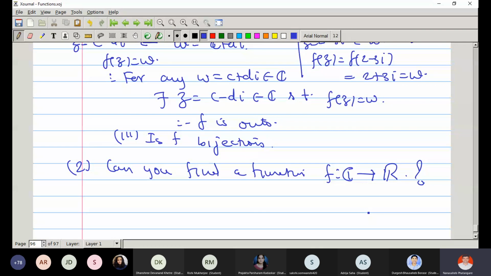There are many such functions, so you think about it. You can take modulus, you can take real part, you can take imaginary part. There are many functions, so you just think about it and which of them are 1-1 and onto. So many things are possible. Okay, so we'll stop here, and we have discussed many things about functions.